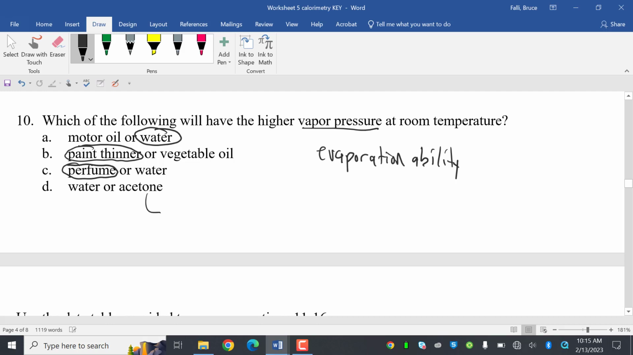Water, acetone is fingernail polish remover. And that evaporates very quickly.